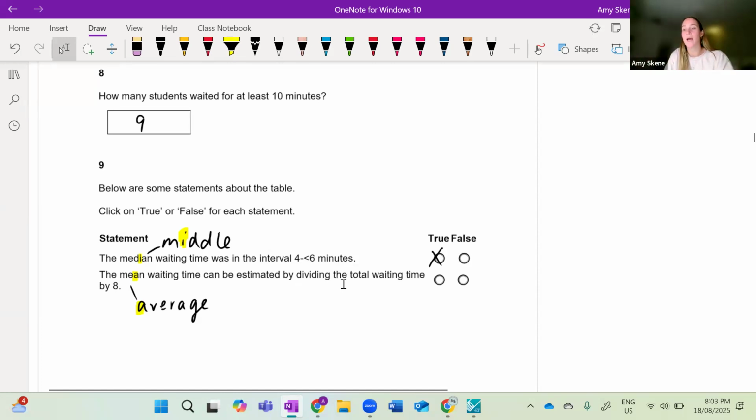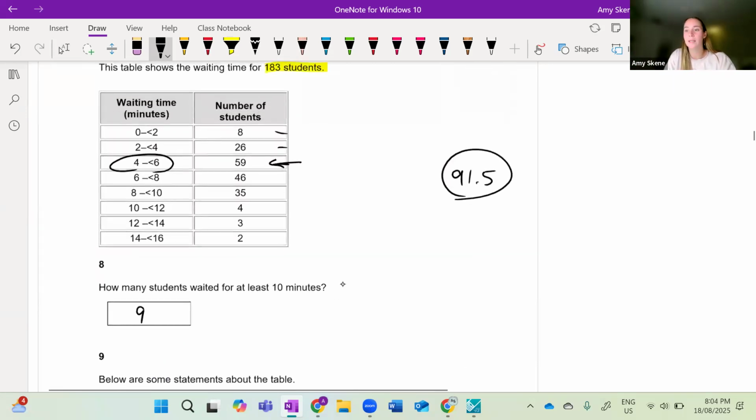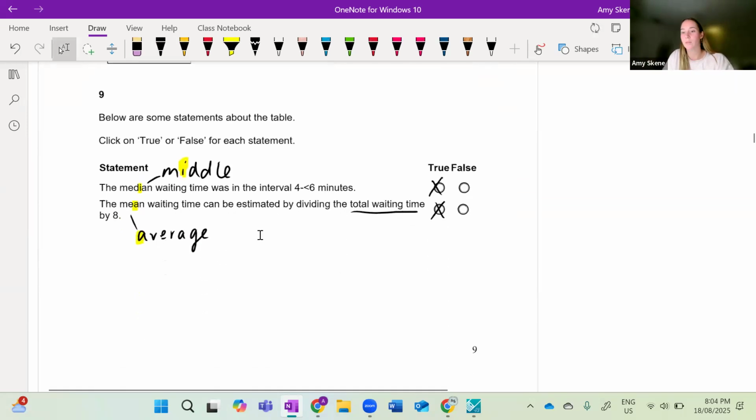Yes, it falls in the same category there. So the total waiting time divided by 8, yes, that's true. It's only 8 because I knew that there were 8 different columns. So you've got 1, 2, 3, 4, 5, 6, 7, 8. If you calculated the total waiting time in here and divided it by 8, you'd be able to get it.